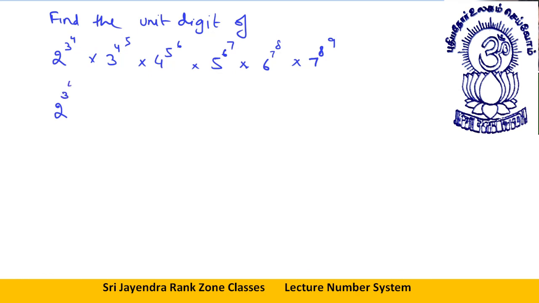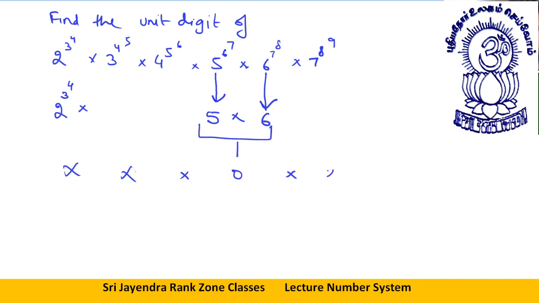You don't need to fall into these many nitty gritties. What you need to think about is 5 raised to any power will give me a 5, multiplied by 6 raised to any power will give me a 6. These two will combine to give you a 0. 0 into anything into anything into anything will result in a 0. However tough the question may appear to be, it was actually very easy. So your answer is 0 for this question.